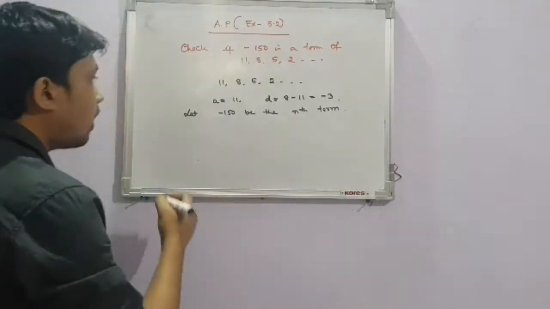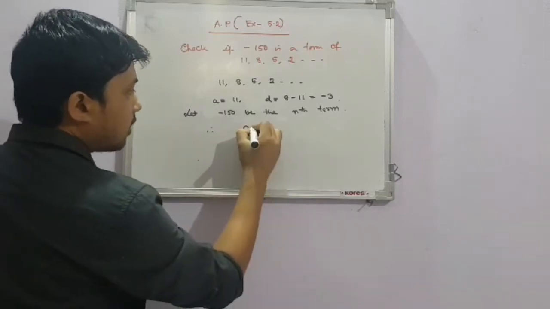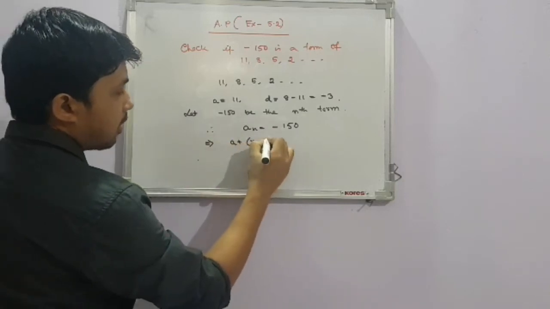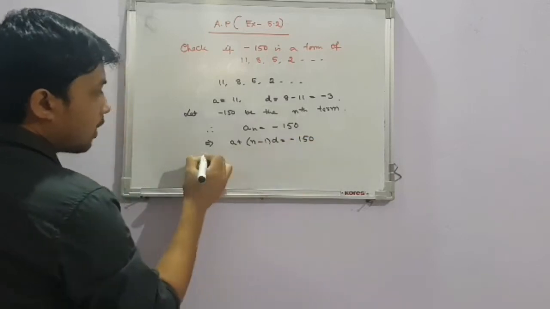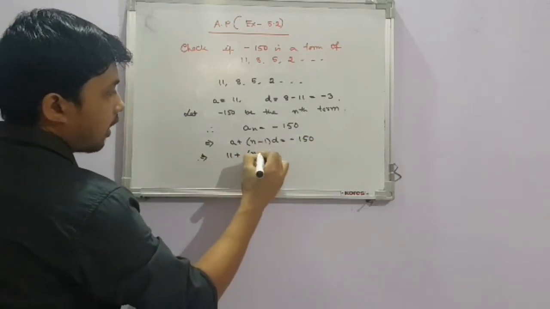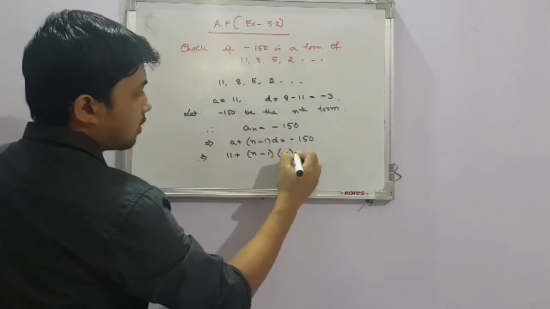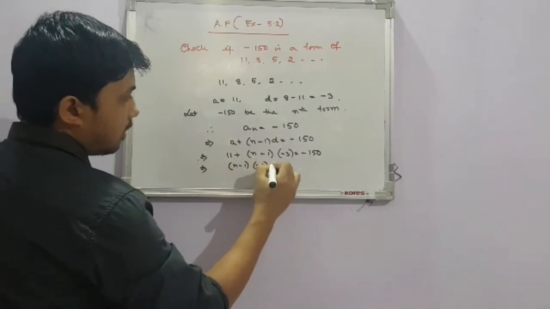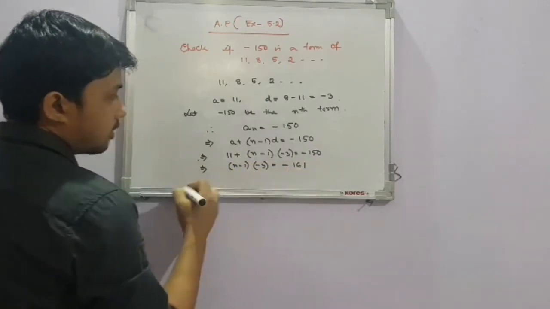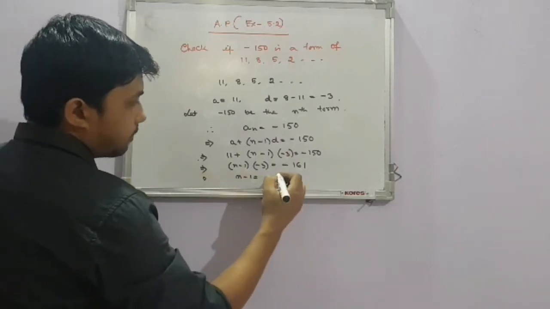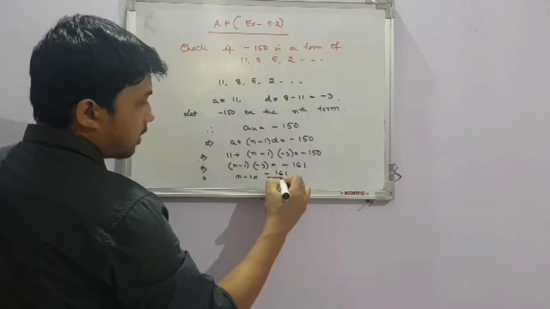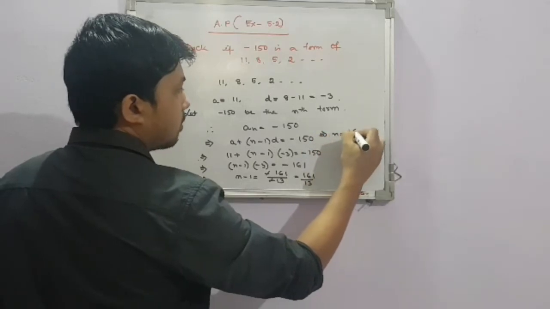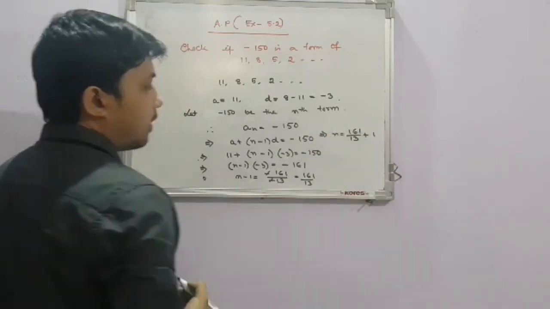Okay, so now if minus 150 is the nth term, the formula for nth term is a plus n minus 1 into d, which is minus 150. Please observe carefully here. a is 11, n we don't know, d is minus 3. If I calculate this, we will have n minus 1 into minus 3 equals minus 161, isn't it? So we will have n minus 1 equal to 161 by 3, and finally n is equal to 161 by 3 plus 1.